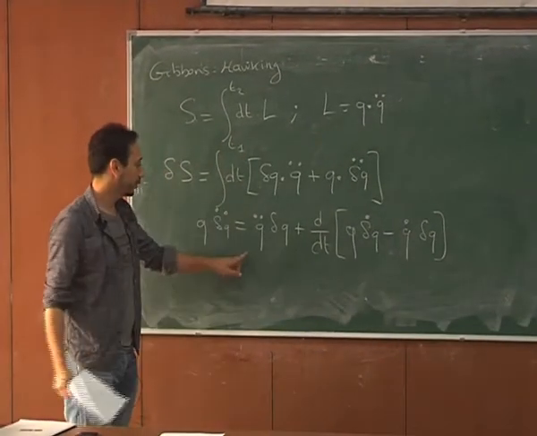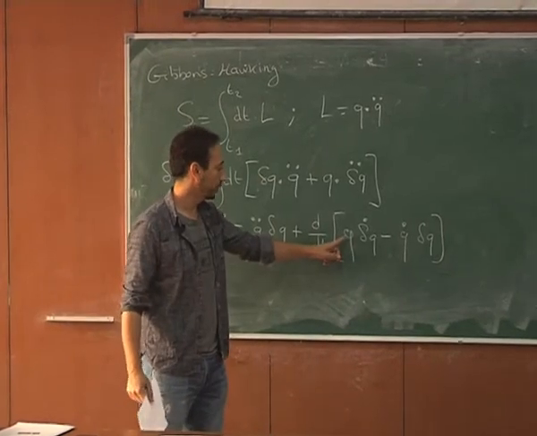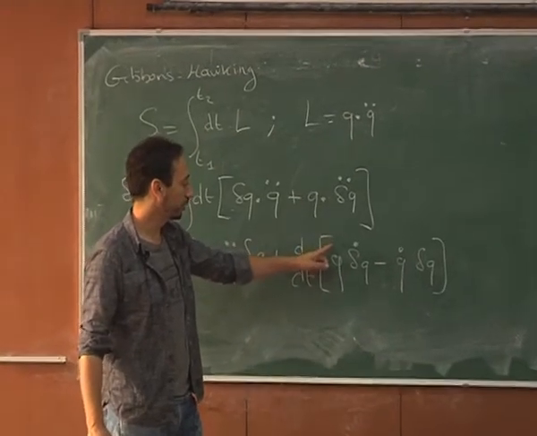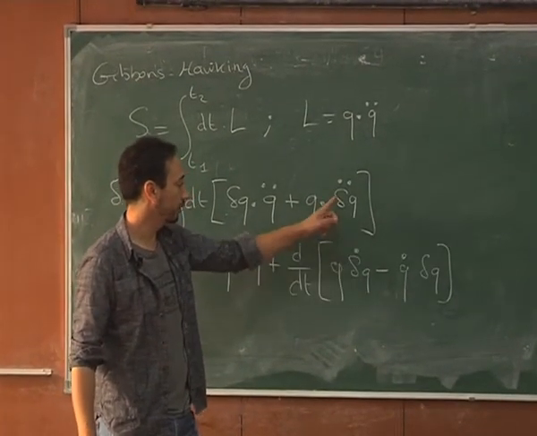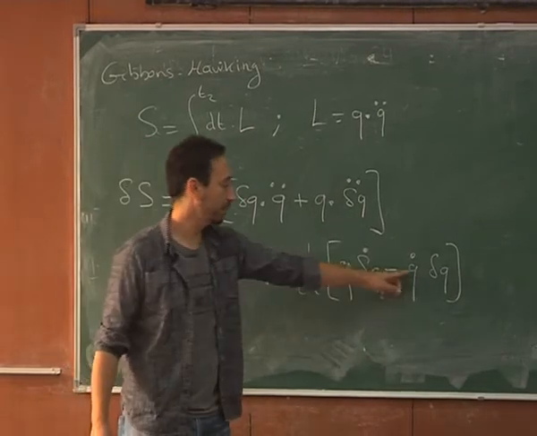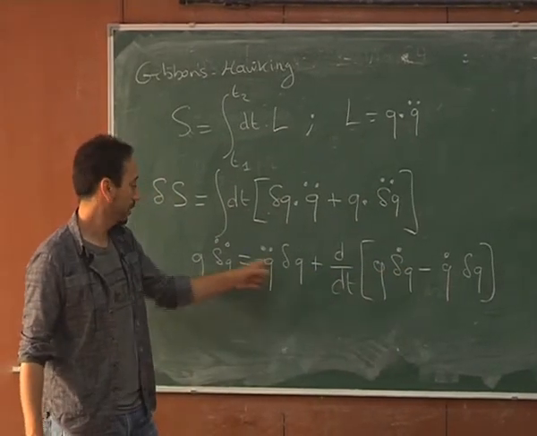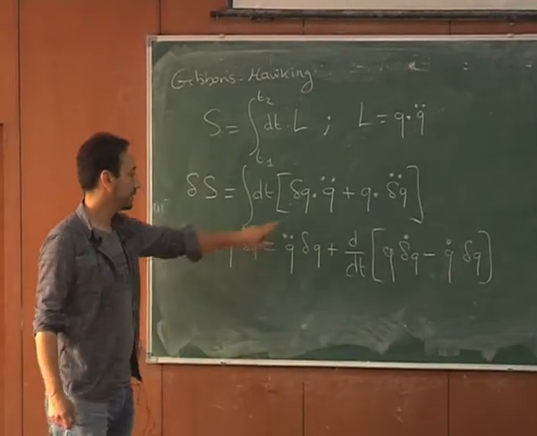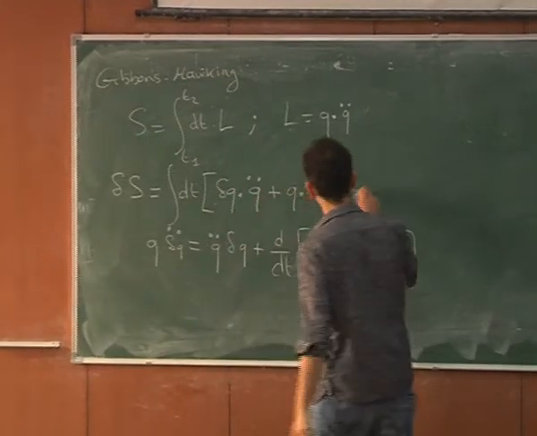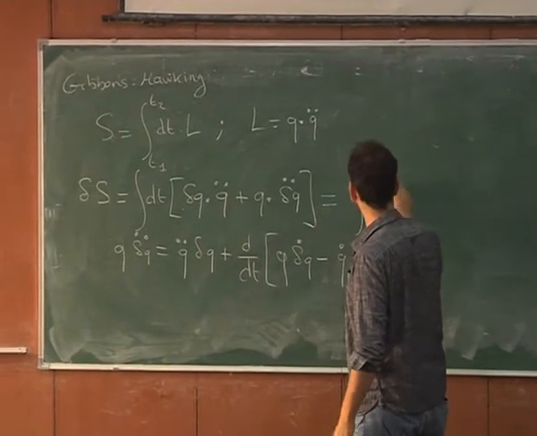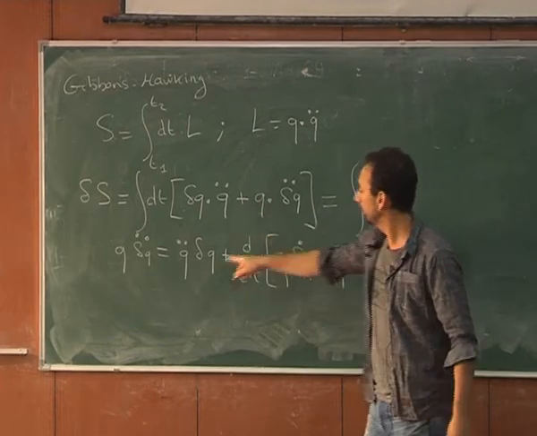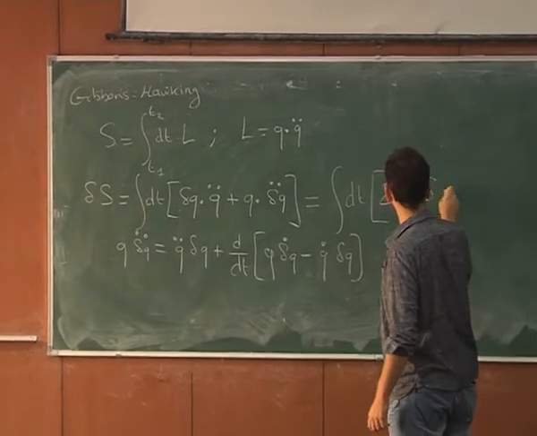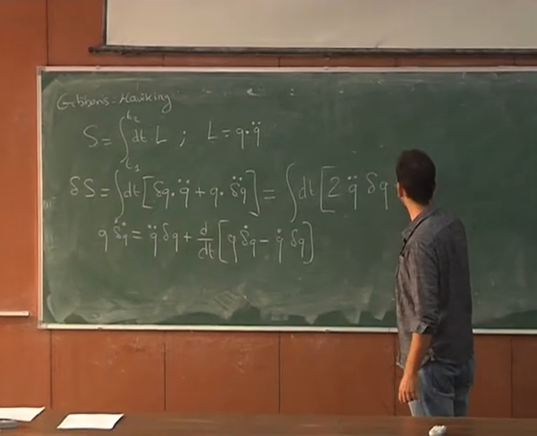So if you take the derivative of that, you will get q dot delta q dot minus q dot delta q dot. That goes away. q delta q double dot is what we want, and minus q double dot delta q simplifies with this one. So we have equality here. Okay, fine. So finally what we have is the following: the integral dt, this term plus this term is twice q double dot delta q, but we have a total derivative.